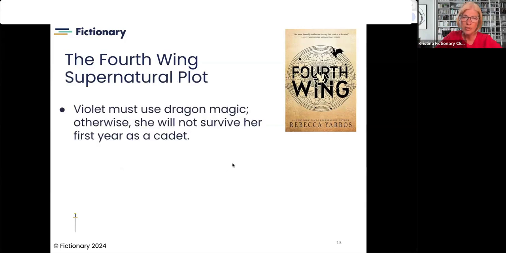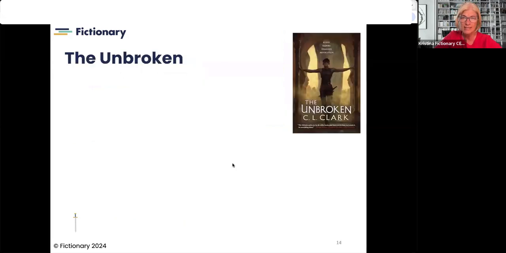The supernatural plot point skeleton blurb is Violet must use dragon magic. Otherwise, she will not survive her first year as a cadet. So this is the tool she's going to use to achieve her main skeleton blurb. So she's the single protagonist for this as well. And the two just go hand in hand.